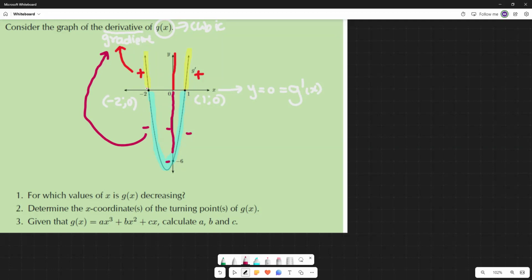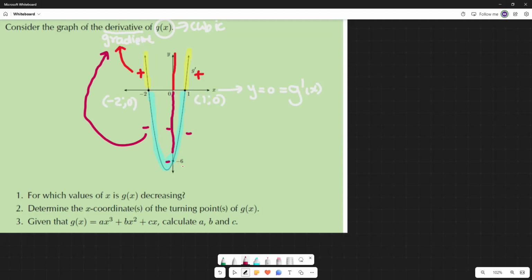yellow. So where I highlighted yellow, the graph is increasing. The cubic function is going to be increasing here. Why? Because the gradient is positive. If the gradient is positive, it means that the function is increasing. Right. Perfect. And then here between -2 and 1, the gradient is negative, which means the graph is decreasing. Right. Now we can go and answer the questions.